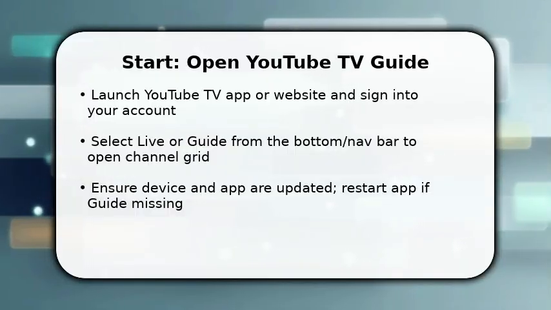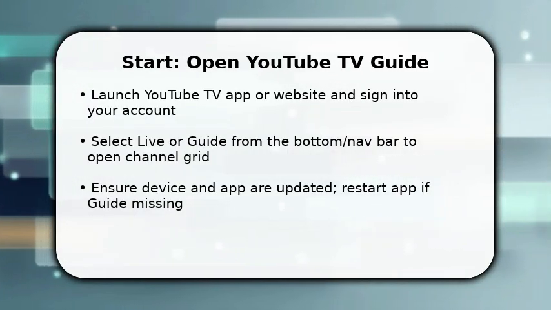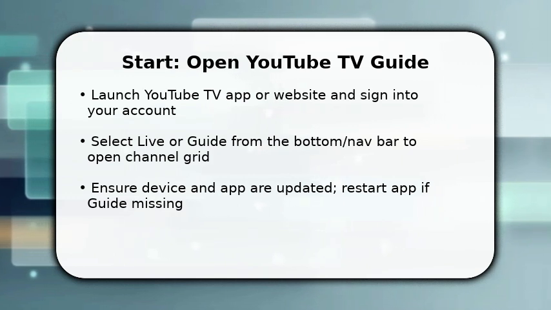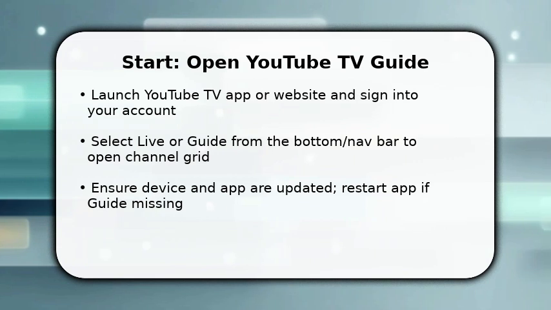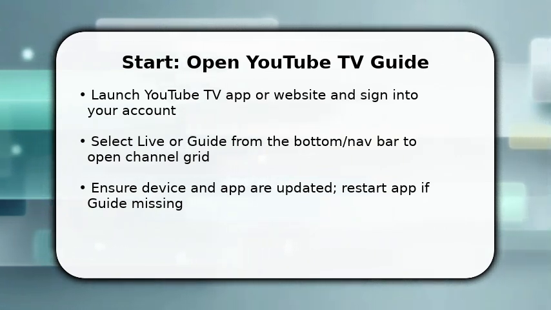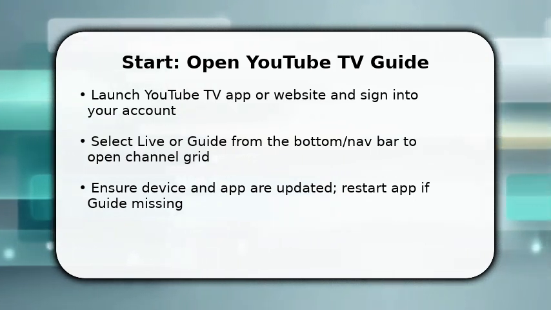You'll start by opening YouTube TV and going straight to Live or Guide. This displays the channel grid you need. Once signed in, select the Guide tab so channels and time slots populate. If your device prompt asks to update, accept it. Outdated apps can hide features. Make sure your internet is stable. Slow connections delay the channel list.